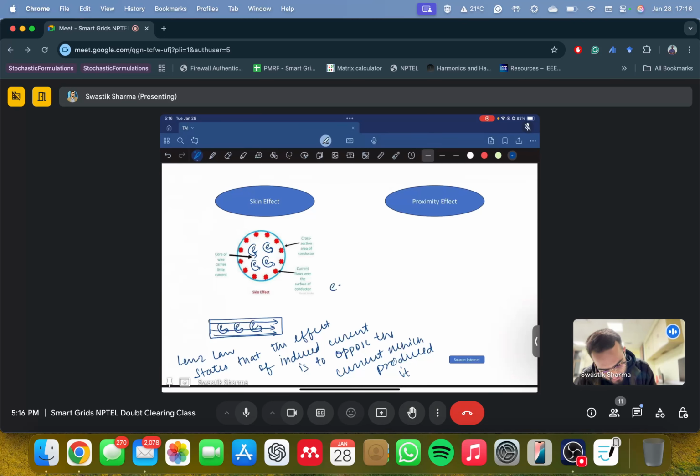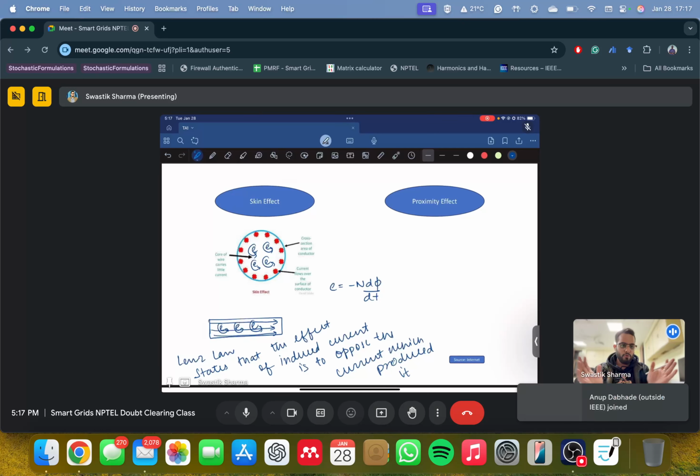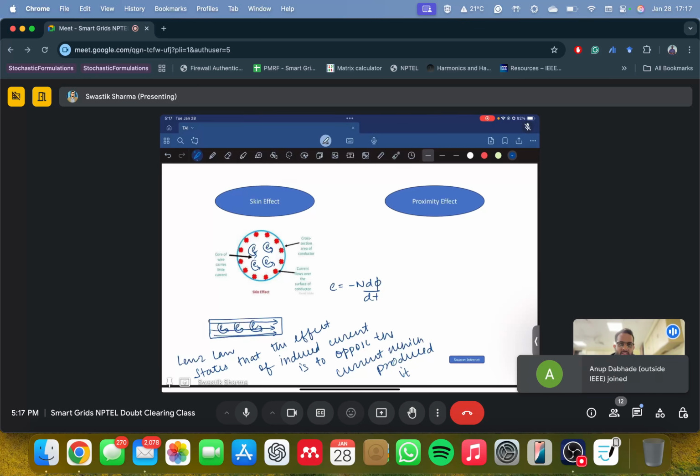So we denote it by E equals minus N dφ/dt, where dφ/dt denotes the magnetic flux linkages, right? These are most prevalent at the inside of the cross section, and when they are formed, they force the current to the outside, the periphery of the surface. We'll come to an example. So this is what happens: they force the current to flow at the surface level, right?